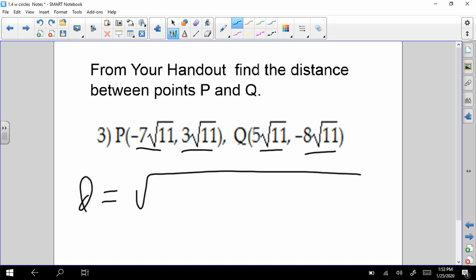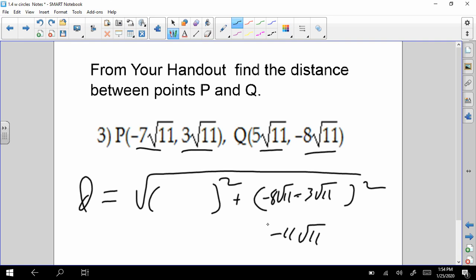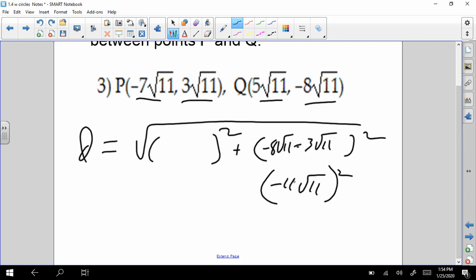Yep. Distance is the square root of, and then it's rise and run. Yeah, the rise is here with the y's. We had y2 minus y1, so we had negative 8 radical 11 minus 3 radical 11. And negative 8 minus 3 is negative 11 radical 11. And we're about to square that. You square the negative 11, you get 121. You square the radical, you get times 11. I'll let you multiply that out. That's 1210 plus 121, isn't it?